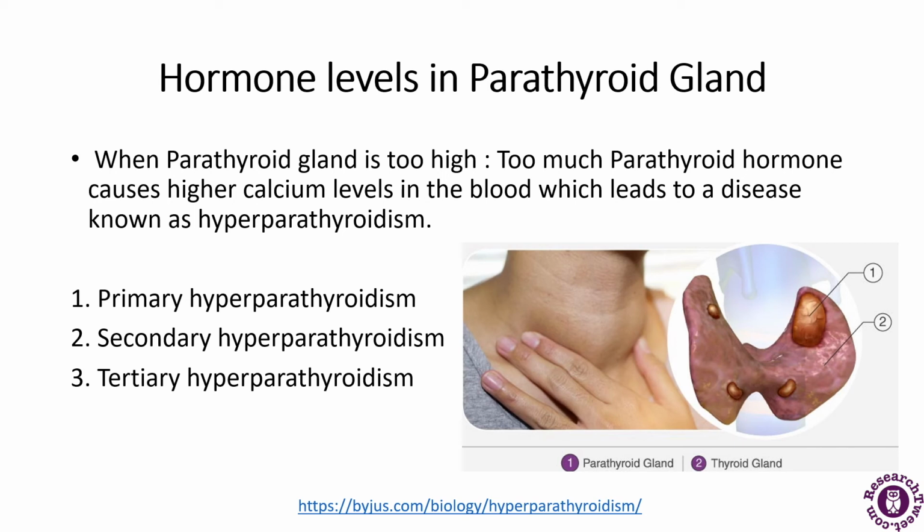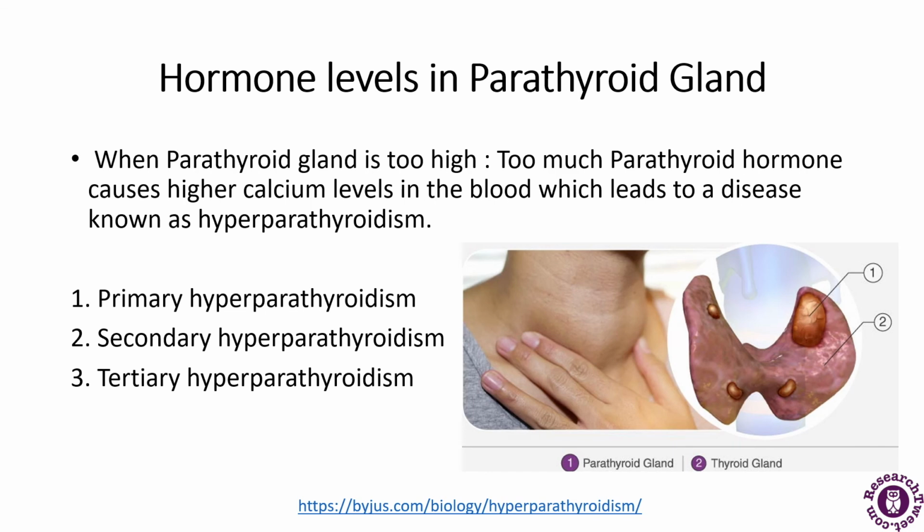So it can be of three types. Now what are the three types here? It is primary hyperparathyroidism, secondary hyperparathyroidism, and tertiary hyperparathyroidism. So these are the three types of parathyroid diseases. In case of primary and tertiary hyperparathyroidism, the level of calcium is very high because of the excessive secretion of the parathyroid hormone. But in case of secondary hyperparathyroidism, the calcium level is generally low due to factors like kidney diseases. So that is the main reason for this.